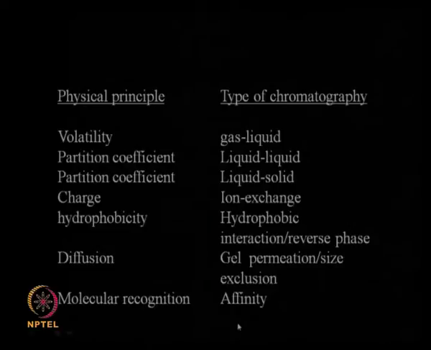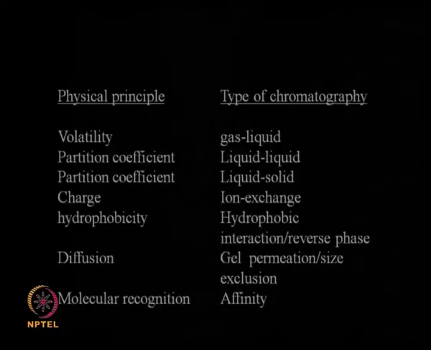If it is based on size, the size of the protein or molecular weight of the protein, then that is called gel permeation or size exclusion chromatography. What happens there? Small proteins enter certain void space, they get entrapped, large proteins travel out fast. So bigger ones come out fast, smaller ones come out very slowly.